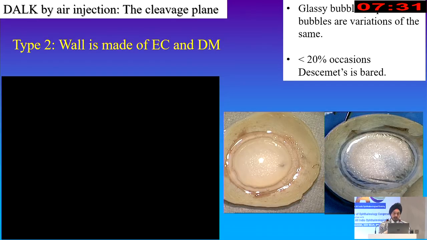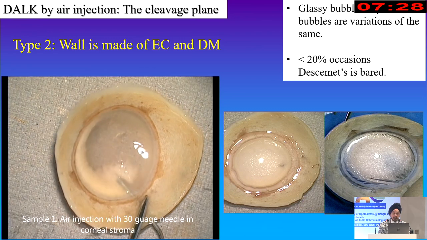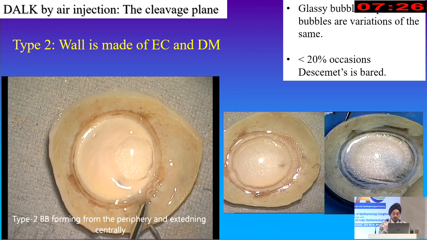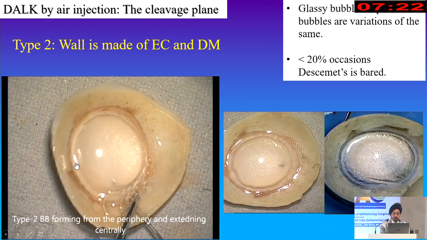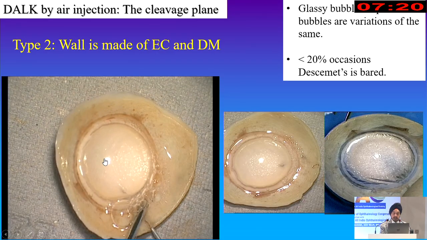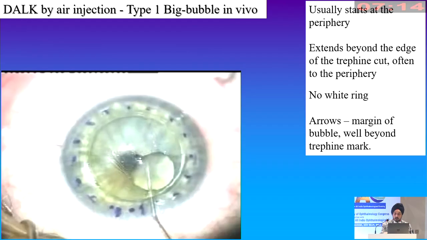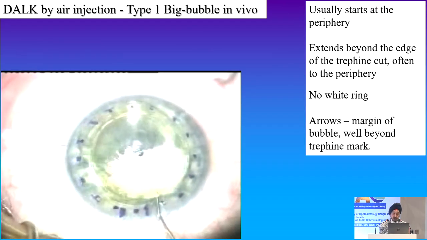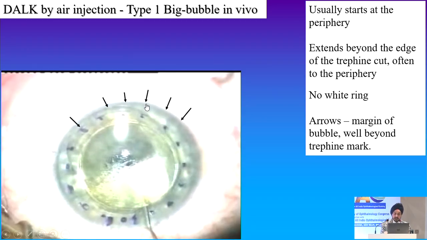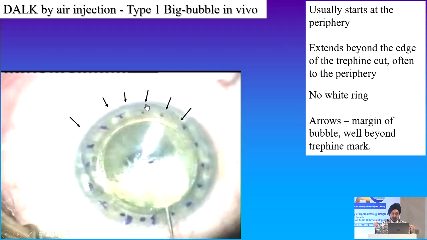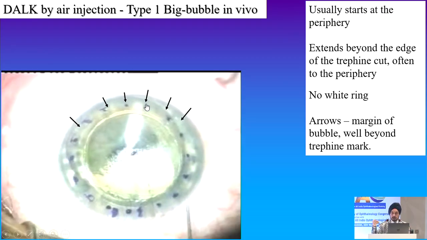Now, what happens on other occasions, you'll see that circular movement, and then the bubble starts at the periphery and goes across the entire posterior surface. So this is where air is accumulating anterior to the Descemet's membrane, and this is the type 2 bubble. It goes all the way to the periphery, and it's important to know, because in the human eye you'll see a clear bubble margin with no white, and it goes all the way to the periphery. Now, if you're going to do paracentesis in these eyes, you're very likely to rupture the Descemet's.